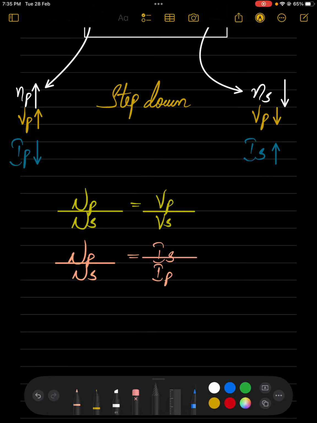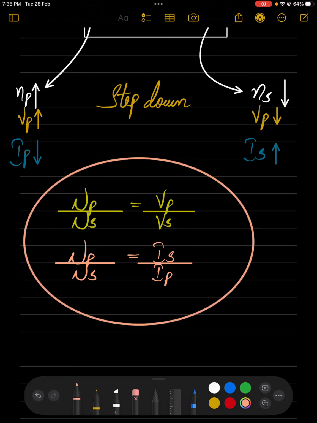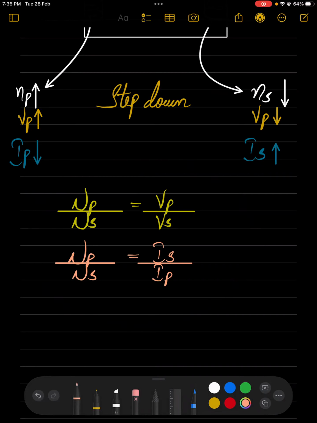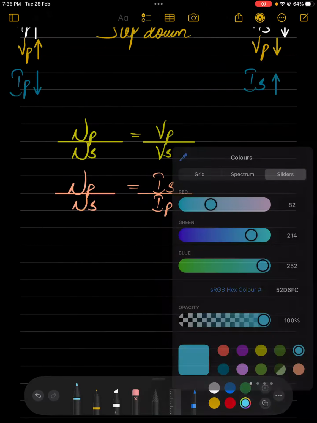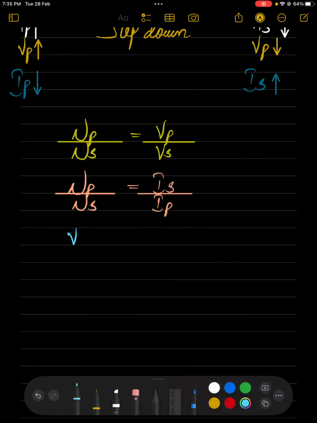तो ये हमारे पास केस बनता है for the formulas of transformer. These two formulas are very important. ये आपने याद रखने हैं. इन्हीं दो formulas को use करते हुए हम एक third formula भी generate कर सकते हैं, which is number of turns of primary divided by number of turns of secondary is equivalent to the current in secondary divided by the current in primary. Now, I hope this is perfectly clear.